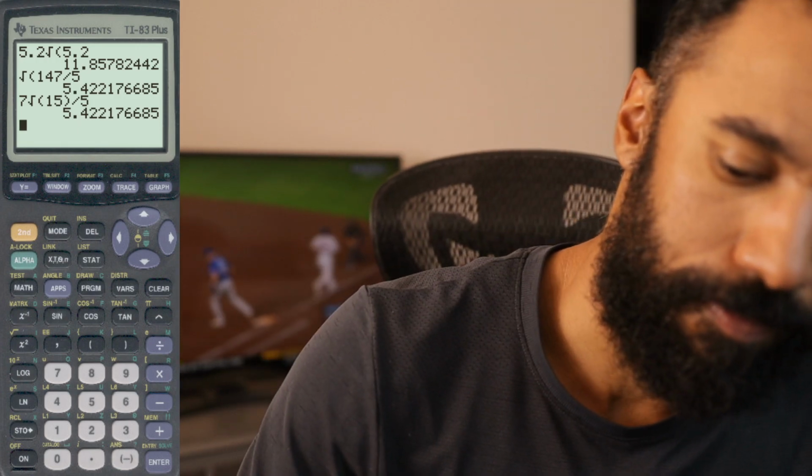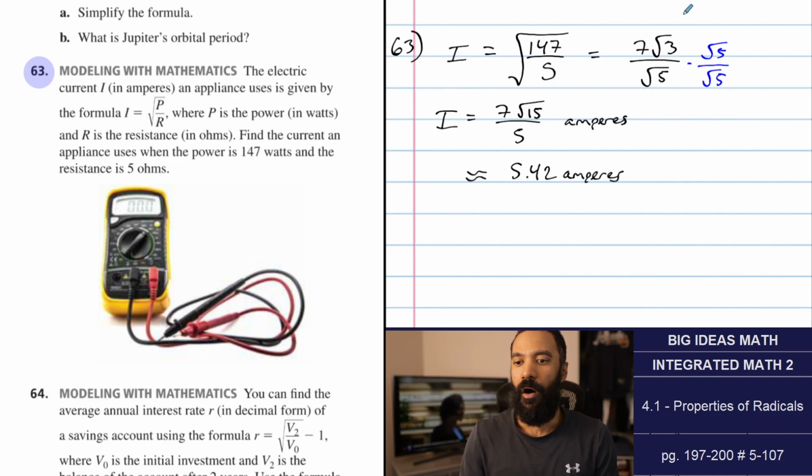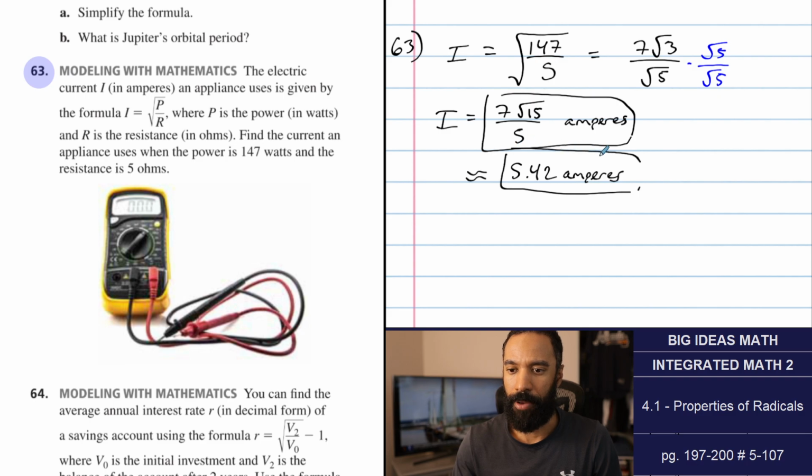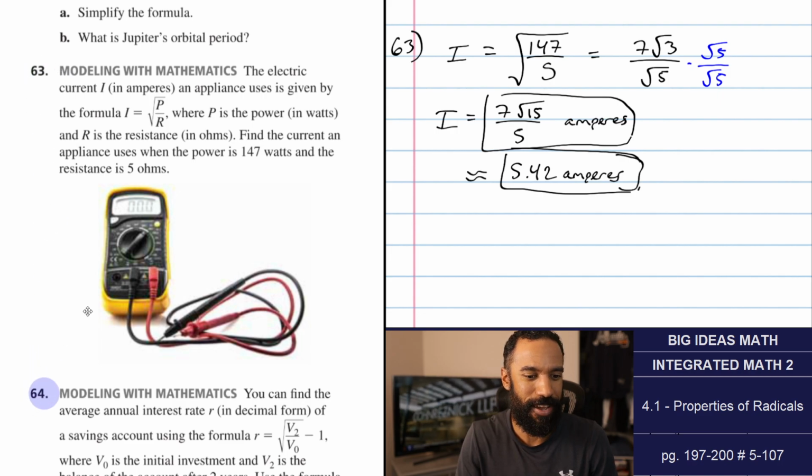I'm all out. So when we simplify, I'm gonna get some more. When we simplify, we're not changing the value, just changing the way that it looks. So I'm gonna write 5.42 amperes about. Okay, so that's what we got there. Either or as an answer, exact and simplified, and then rounded. Which is what the reading would probably say on the screen, though. I'm sure it's not going to say 7 root 15 over 5 on the screen.